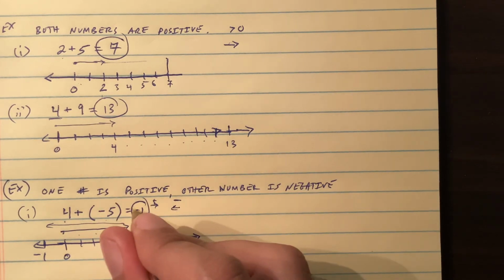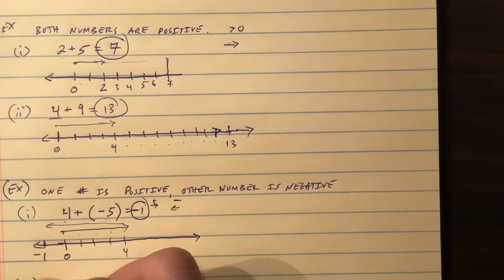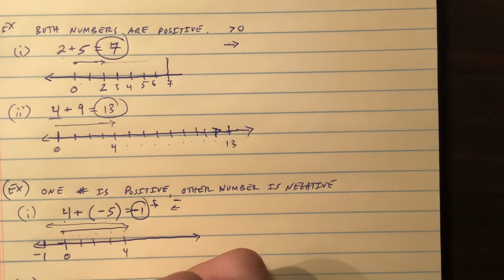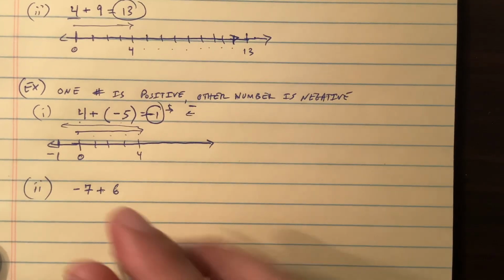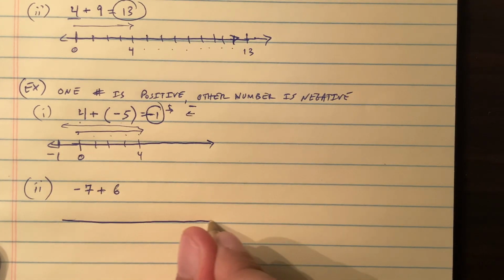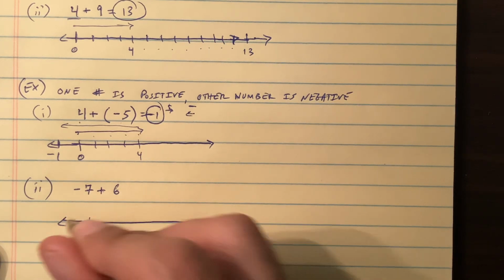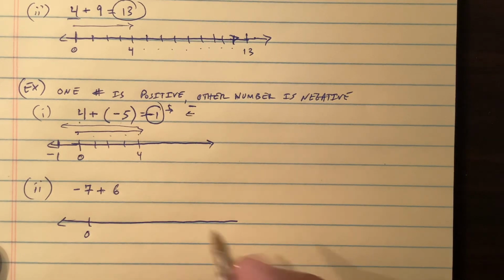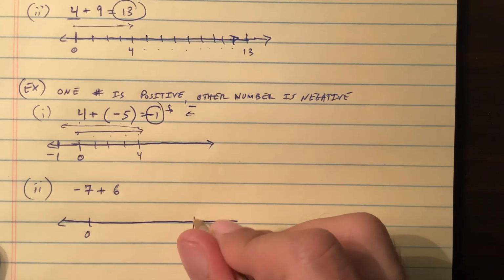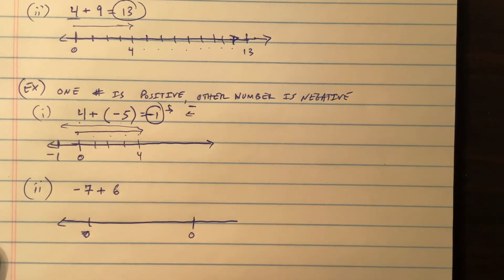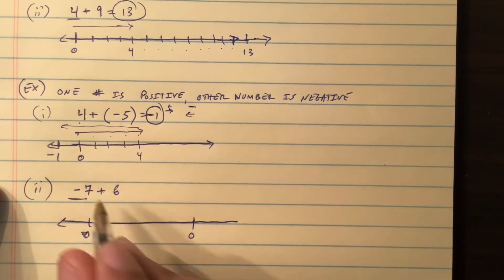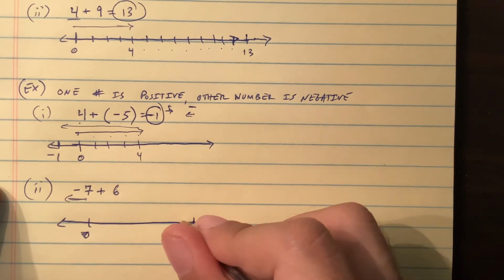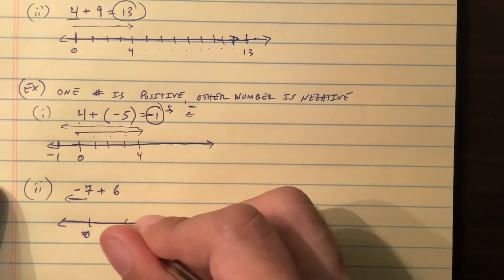All right, and let's do a second example, and we'll start off with a negative 7, and then let's say we add 6. All right, so once again, we're going to make our number line. Let's put 0 over here. And we're going to start by moving to the left. So our first real number is a negative, so we're going to move to the left by 7. 1 2 3 4 5 6 7.